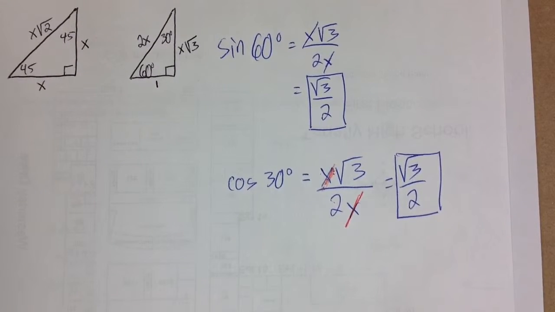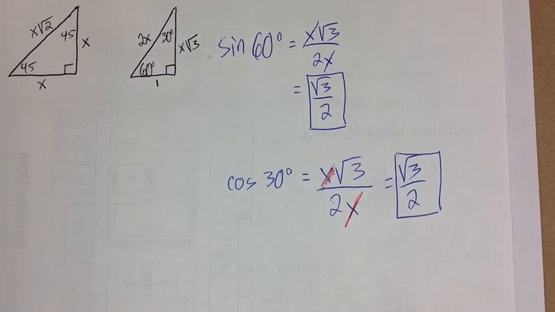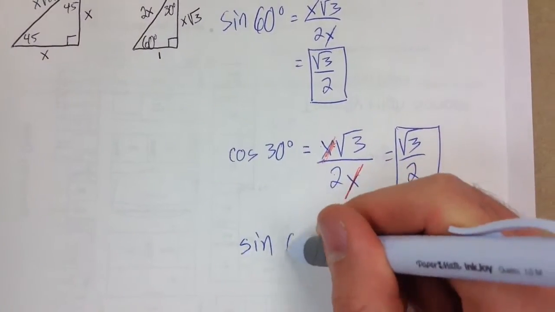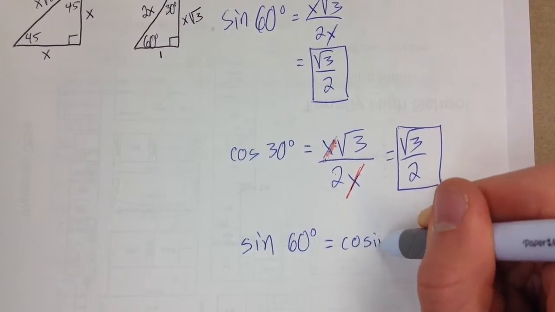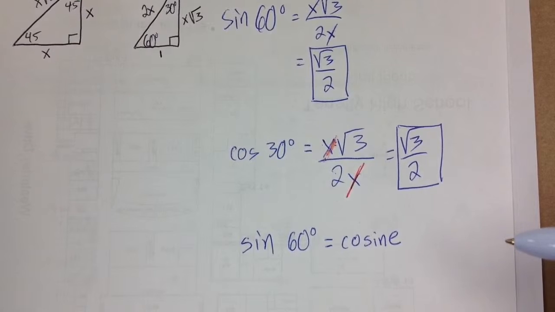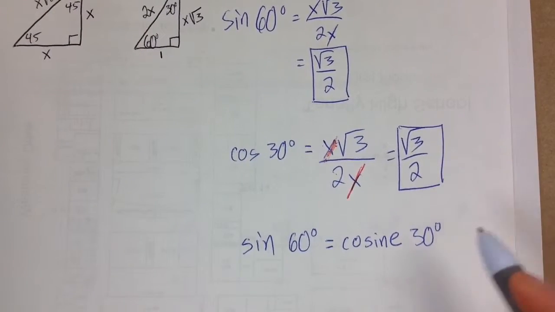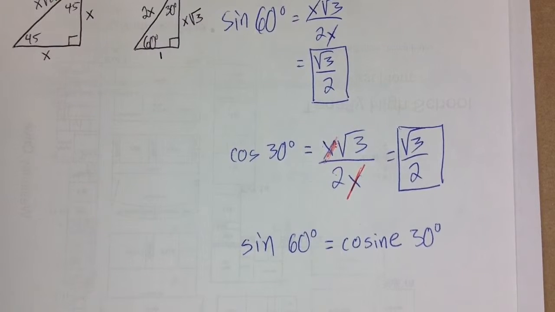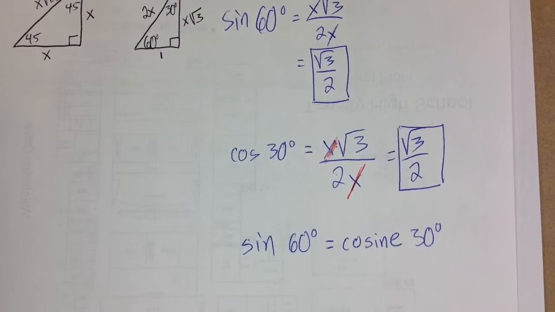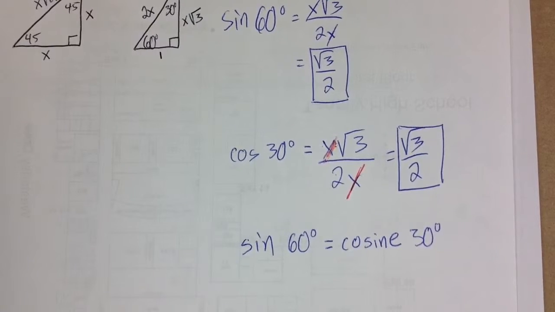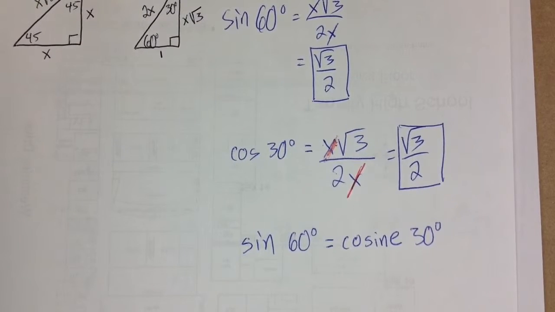At the beginning of class, Dominique asked me about cofunctions. This is an example of cofunctions at work. The sine of 60 degrees is equal to the cosine, cofunctions of 30 degrees. What's the relationship between 60 and 30? Excuse me? 60 is twice as much. True. What else? Oh, there's like a number thing. 60 is opposite. Oh, yeah. 30 is opposite with x, but 60 is opposite with x root 3. Also true.